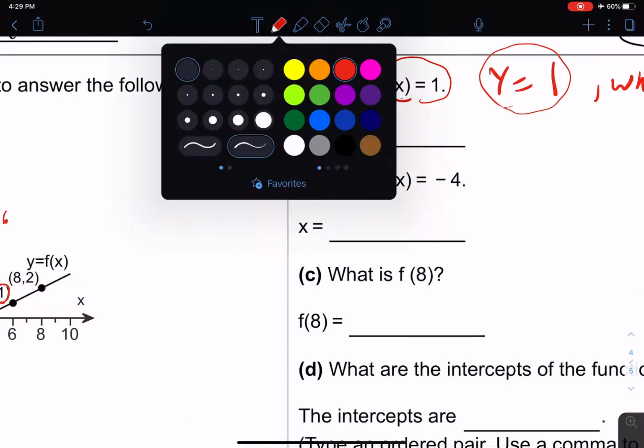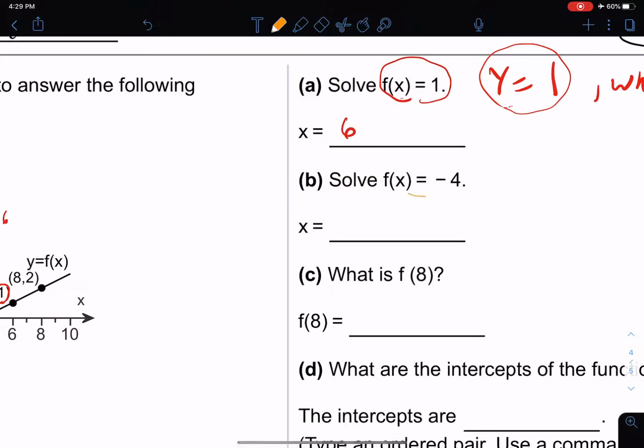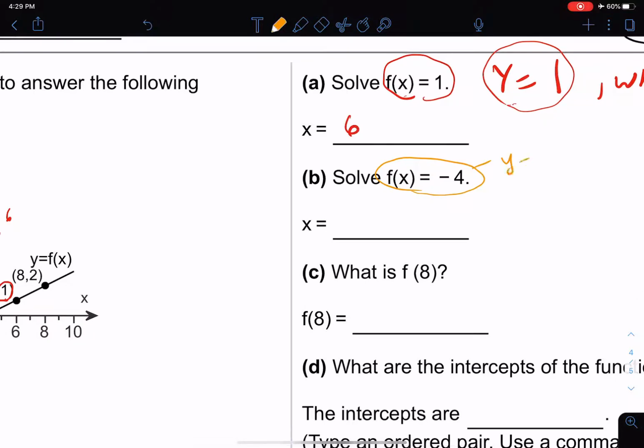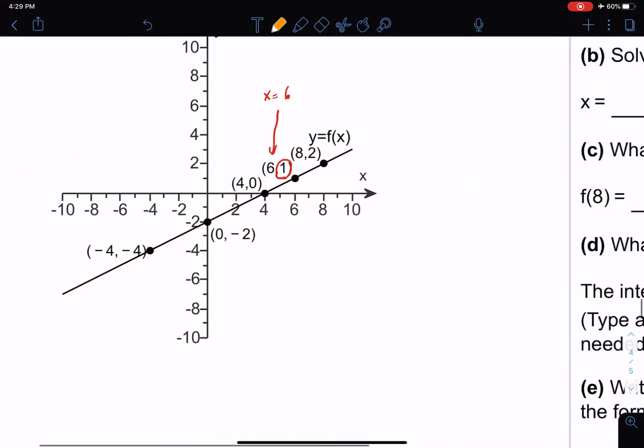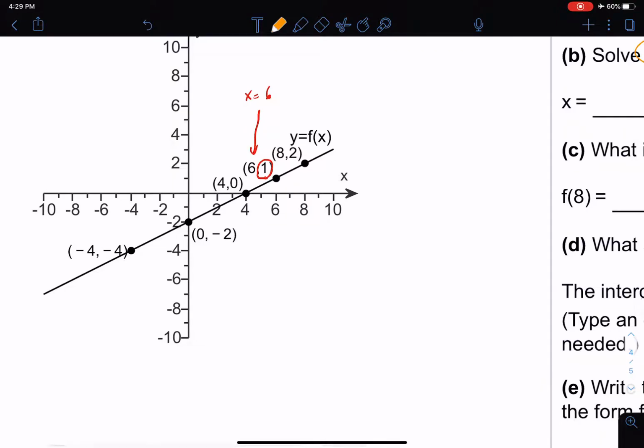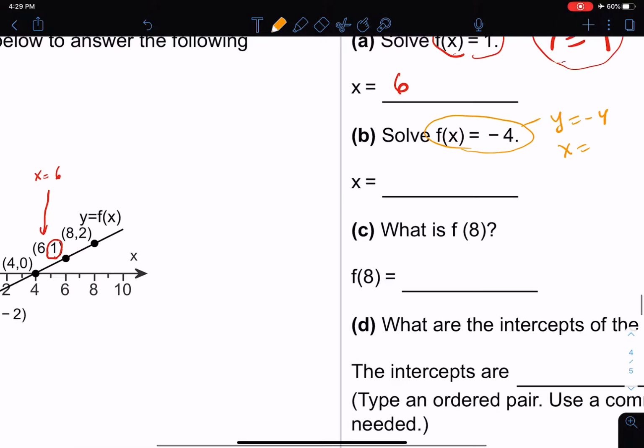Use another color. This f of x equals negative 4 is basically saying, when y equals negative 4, what is its x partner? Let's see. When y equals negative 4, y is negative 4 down here, so its x partner is negative 4. So x must be negative 4, which matches up with y equals negative 4.